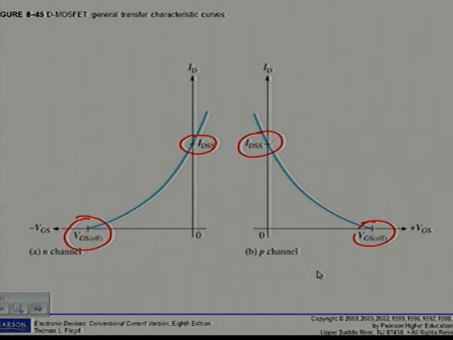The fourth one, never remove a MOS device or any other device for that matter from the circuit while the power is on. And the last one, do not apply signals to a MOS device while the DC power supply is off. Alright, that concludes section 8.6, which is concerned with the MOSFET characteristics and parameters.